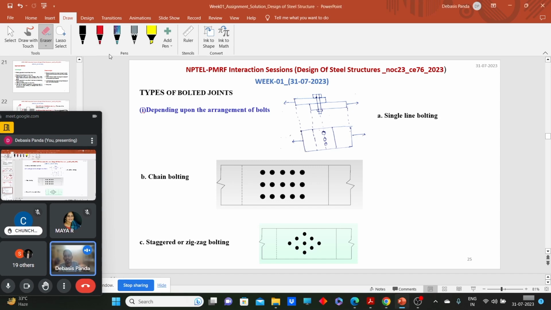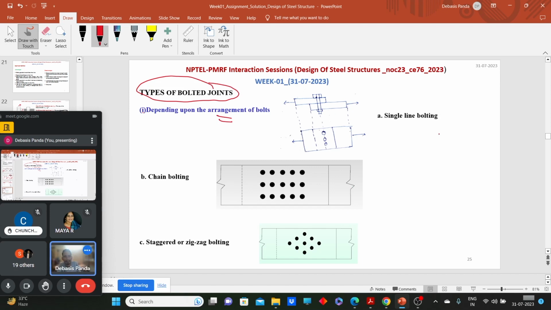So based upon the arrangement of bolts. Firstly, we can categorize these bolted joints based on different parameters, like depending upon the arrangement of bolts, depending upon the arrangement of plates, depending upon the application of load, all these things. So let's quickly go through it one by one. So depending upon the arrangement of bolts, how we are arranging the bolts.